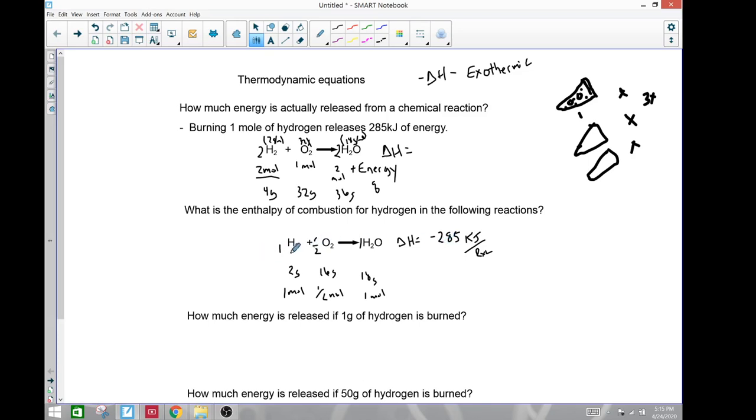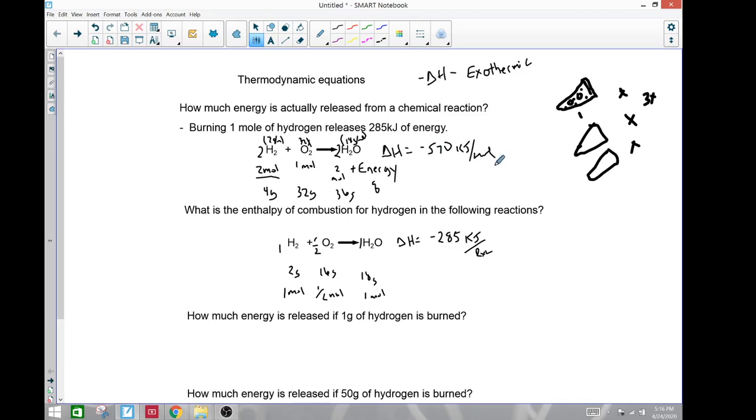So if I put 1 mole of this through, I get that much energy. If I put 2 moles through, I'll get twice that, and that happens to be this one. So if 1 mole gave me 285, 2 moles is going to give me twice that. 2 times 285 is 570. So that means this one right here is negative 570 kilojoules per mole.